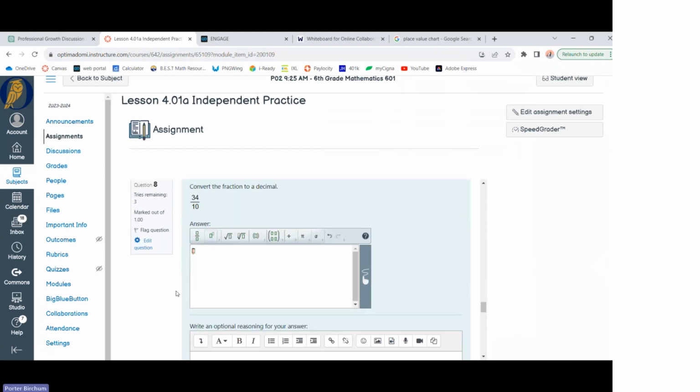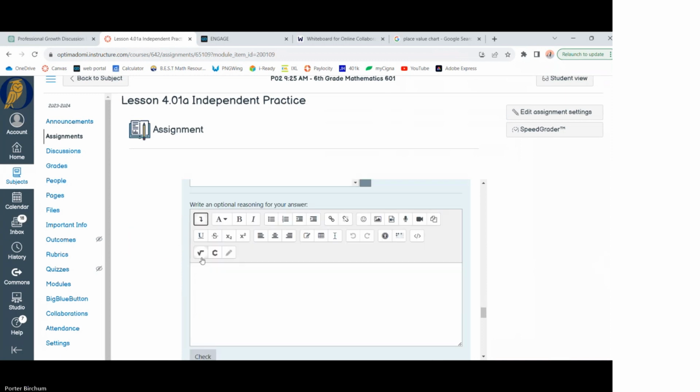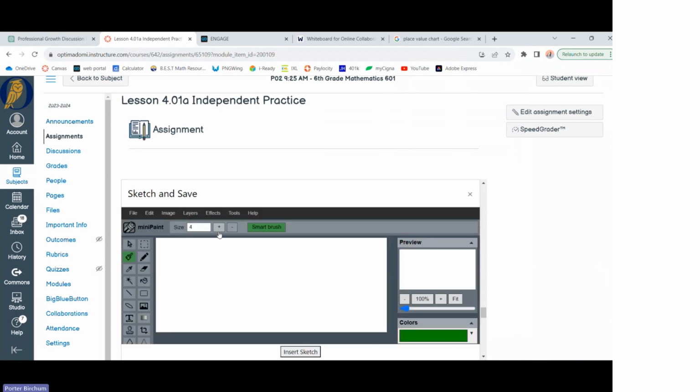Here we have 34 tenths. We could use our calculator, or we could try drawing too. So 34 tenths. This number is a divisible by 10 number, so 10, 100, 1,000. So I can see that this number, 34, is going to end in the tenths place. Where can I put the decimal so this number ends in the tenths place? I can put it right here. So it looks like my answer is 3.4.